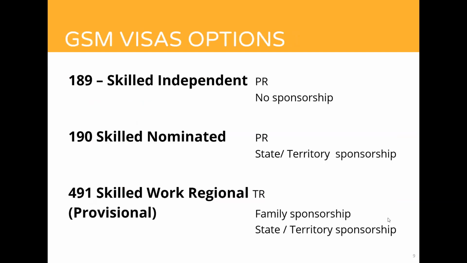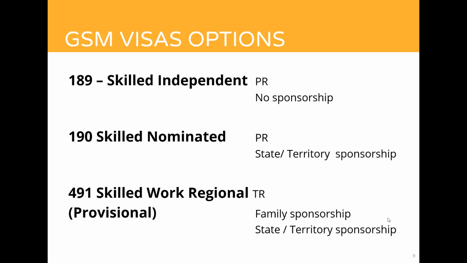So what visas are available? These are the 3 visas currently available in the GSM program. The subclass 189 skilled independent visa is a permanent residence visa, and the person who achieves that visa can work anywhere in Australia, in any occupation. There's no sponsorship required. It's a very nice, free and easy visa. The 190 skilled nominated is also a permanent residence visa, and in that case, the candidate has obtained a sponsorship by a state or territory government. And we're going to discuss that later.